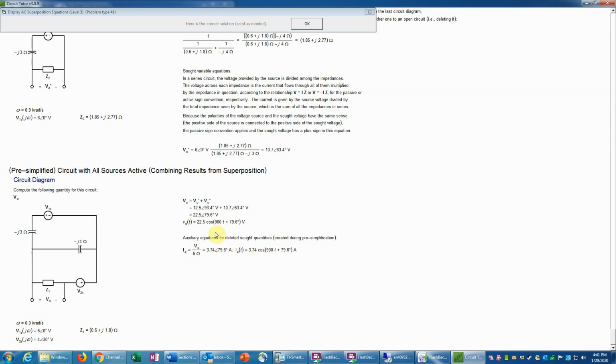Although it would if this were something other than a purely real number, that would change the phase angle. Then we'd have to do the complex arithmetic, and then that will give us the value then, just taking the inverse phasor transform as we did before, will give us the value of I naught of t. So that shows an example.